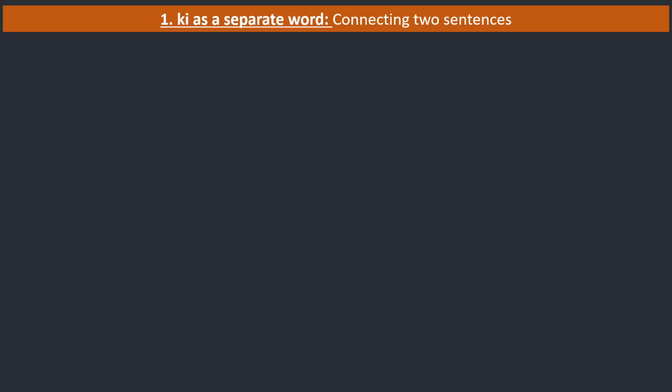Okay, so this key particle basically connects two clauses. It brings two smaller sentences together. In English, it's basically that. When you say a sentence with that, when you make a longer sentence, that's how we do it in Turkish. Ki.